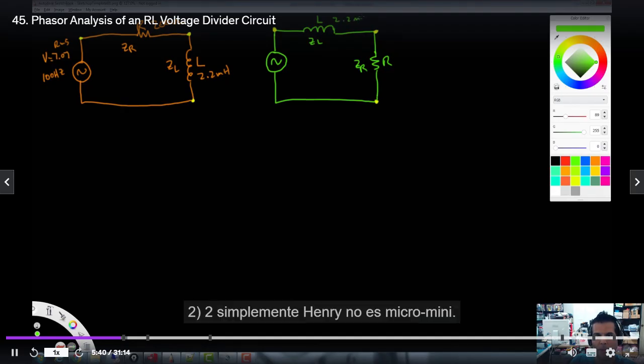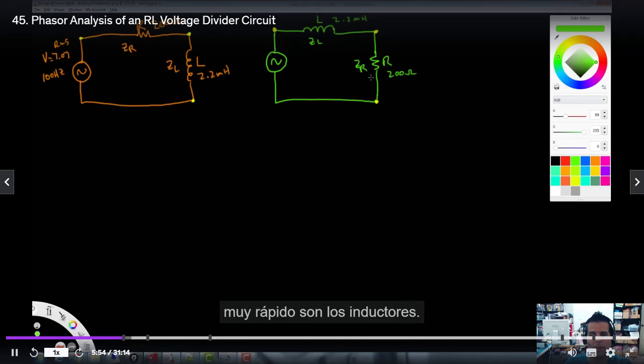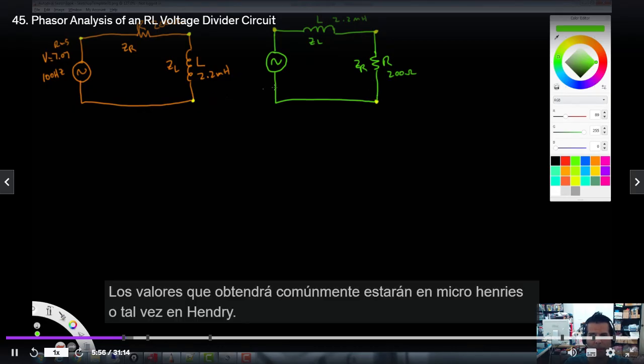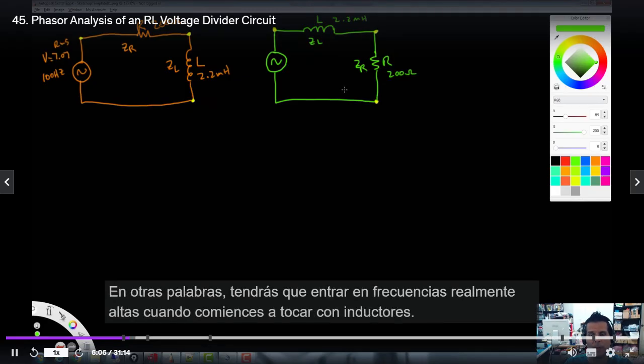2.2 millihenries, not micro, milli, and then this is going to be 200 ohms. All right, so one interesting thing is, when you start working with inductors, the thing that you figure out real quick is that the values you're going to get commonly are going to be in microhenries or maybe millihenries, and it's really hard to make circuits that do anything at low frequencies. So in other words, you're going to have to get into real high frequencies when you start playing with inductors.